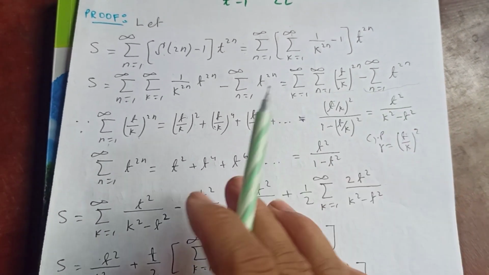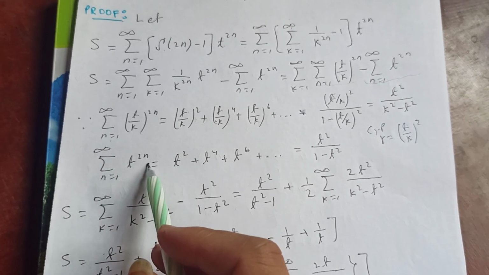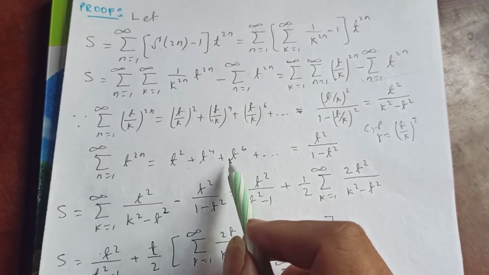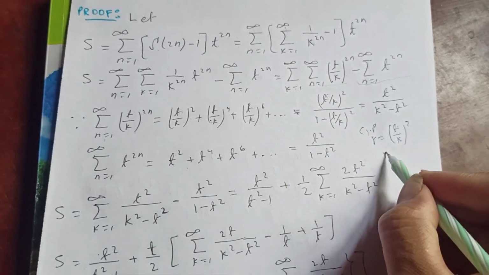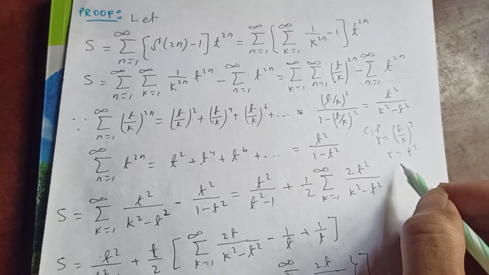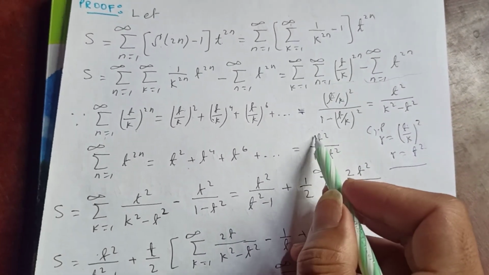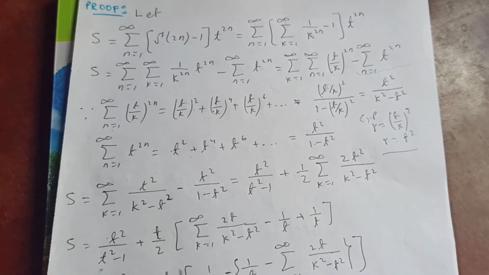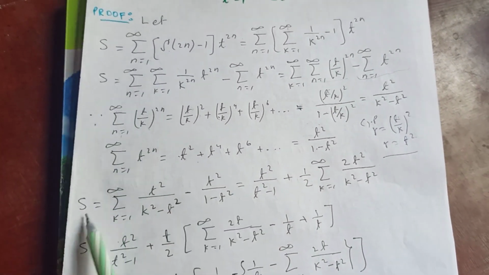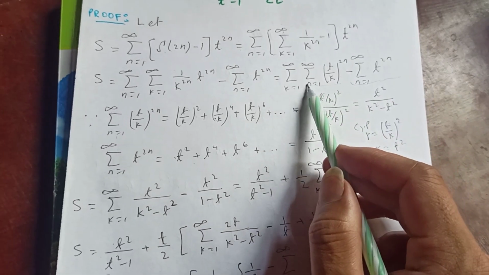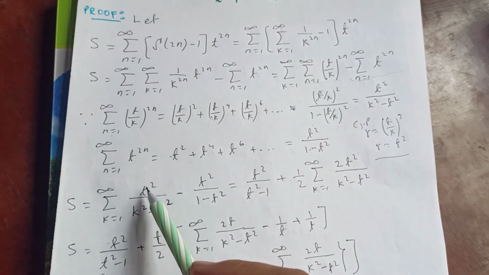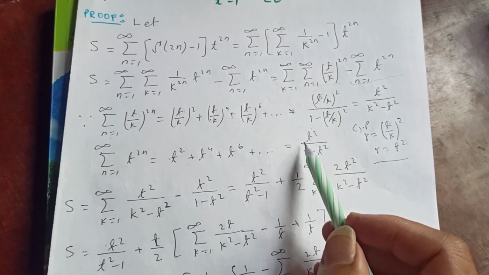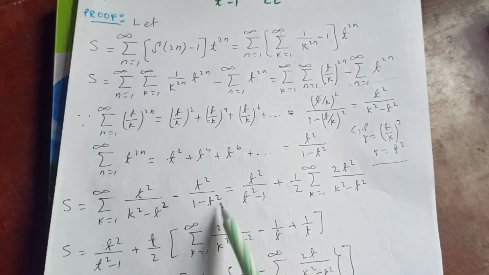And again, let's see the sum from n equal to 1 to infinity t to the 2n. It is nothing but, if you expand this sum, t square plus t4 plus t6 plus and so on. And again, if you see, this is also a GP with common ratio of t square, okay? Therefore the first term t square upon 1 minus the common ratio, which is t square. So let's come back to our summation s. So s equals the sum from k equal to 1 to infinity, and this sum is nothing but this one, right? Which is t square upon k square minus t square minus this, and this sum is nothing but t square upon 1 minus t square.